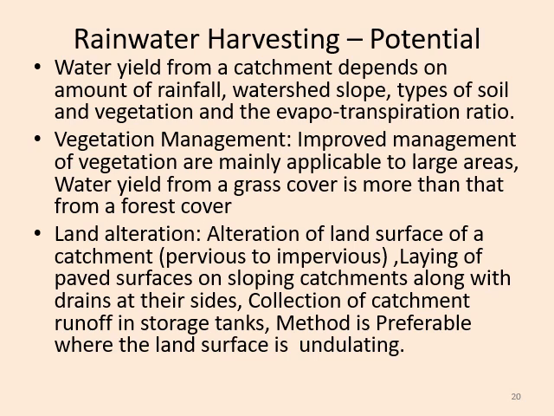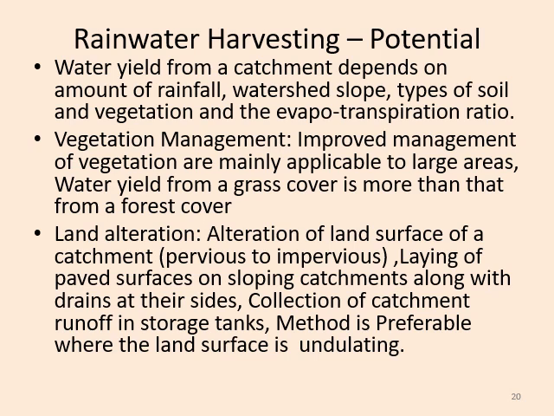Vegetation management. Improved management of vegetation is mainly applicable to large areas. Water yield from grass cover is more than from a forest cover. So on a land surface where a forest is actually there, the surface runoff water will be less, and when a land surface is covered with grass, the water yield will be more. Alteration of the land surface of a catchment, maybe pervious to impervious.